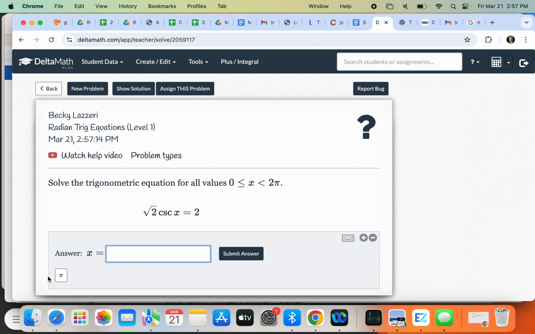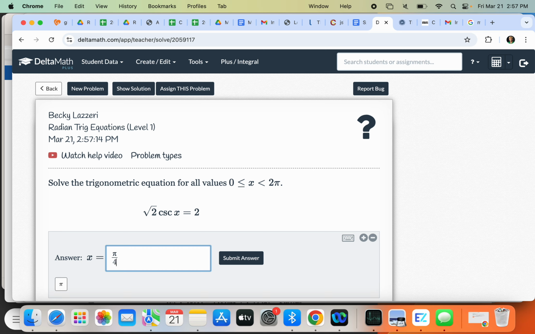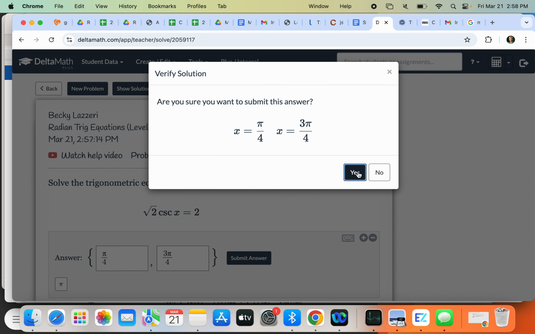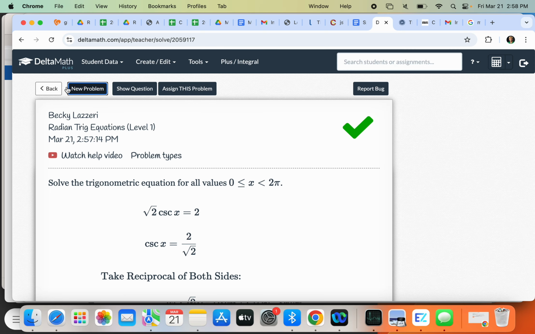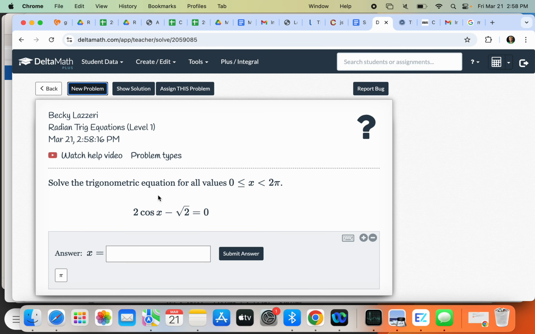So that reminds me of pi over 4, and then I'm going to put a comma, because where else is sine positive square root of 2 over 2? It would be in the second quadrant at 3 pi over 4. So it's a little bit easier than what you were even doing for homework over the weekend. So you just work these out, add square root of 2 and divide and find all your answers.